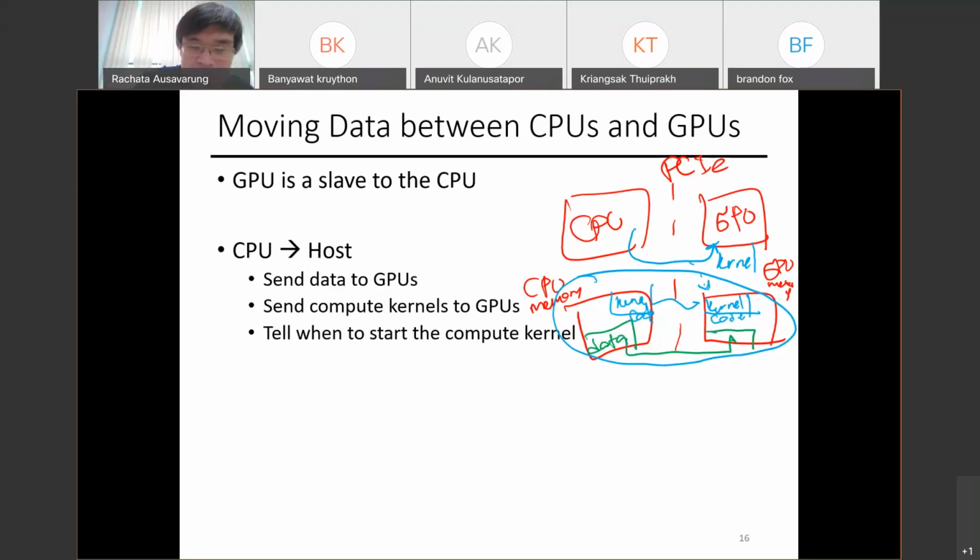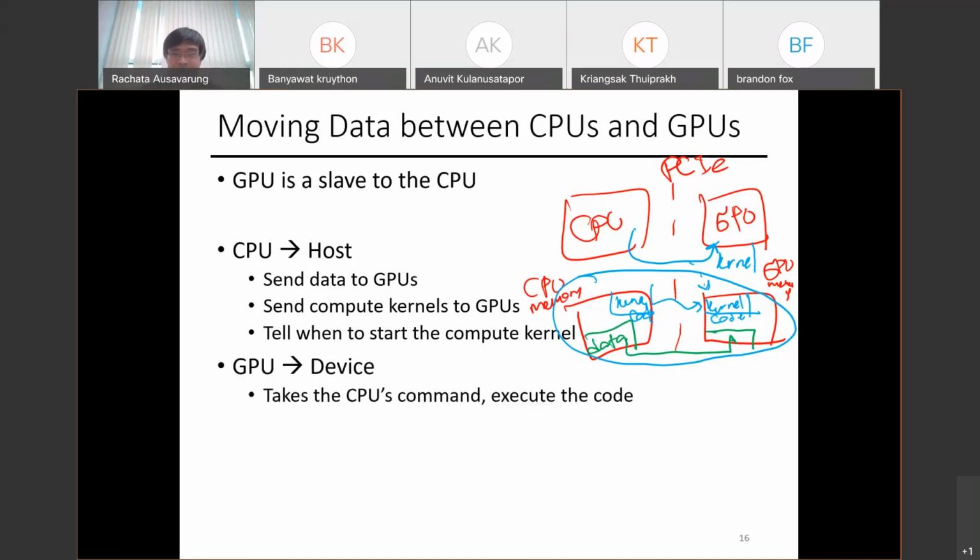Get copied over here. So basically, the CPU copies the code, copies the data over, and then says launch. Launch means the GPU is triggered and says, hey, I'm going to start running at this PC. It would run this code, and it would take the data that's been copied over here. Your GPU acts like a device. It takes the CPU's command and executes the code based on the command.